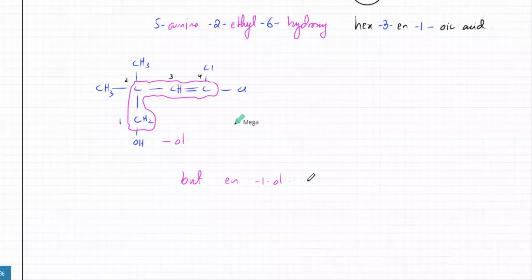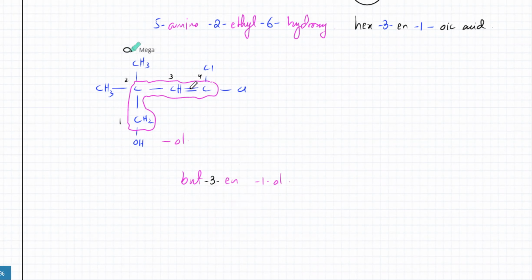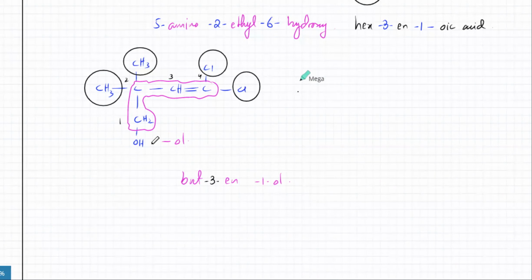Don't worry about if it's bent or not. It doesn't really matter. Just think of this as the main chain. It's 1, 2, 3, 4. So you've got the double bond at position number 3, and the other things are now branches. So you've got methyl branches, 1 methyl and another methyl, and you've got chlorine branches, Cl and Cl, attached to it. The OH is already part of the main chain, so you don't have to consider it as a branch because you named the whole molecule after this. So you no longer consider it as a branch.